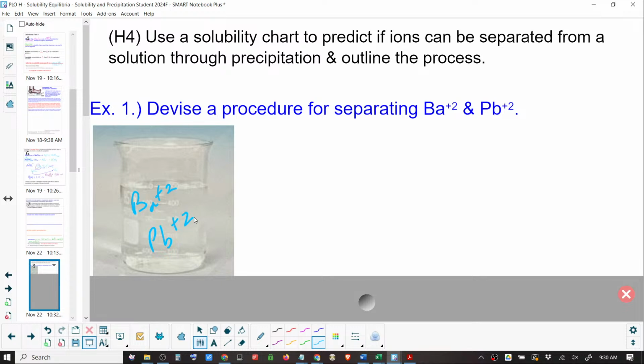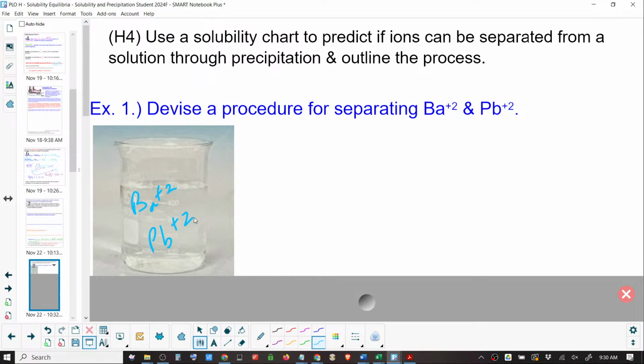You don't have to write it as one equation, you can write it as more than one. First add what? NaCl, and what will that precipitate? Will it precipitate the barium? Then you make barium sulfate. Does it matter if one of them's already precipitated?